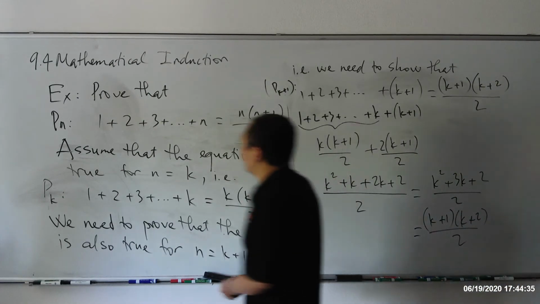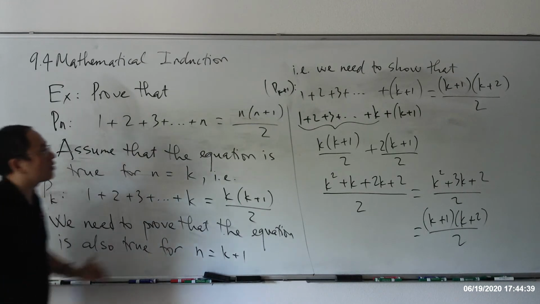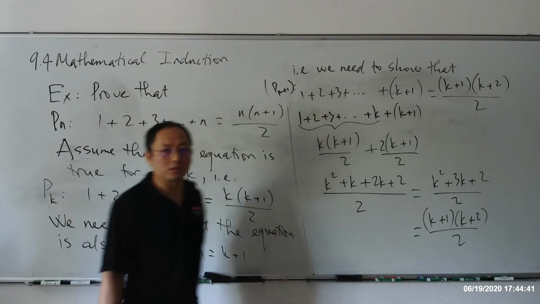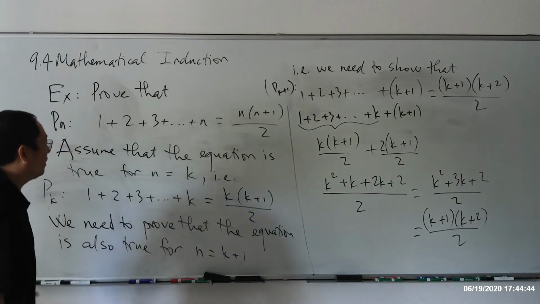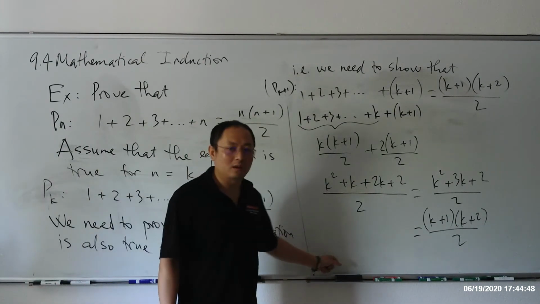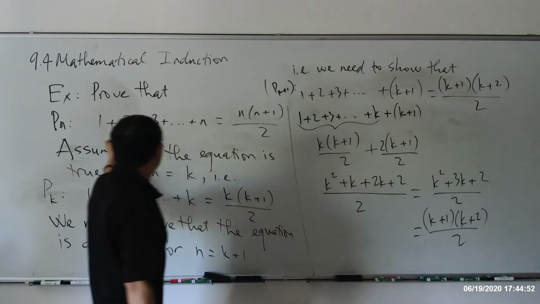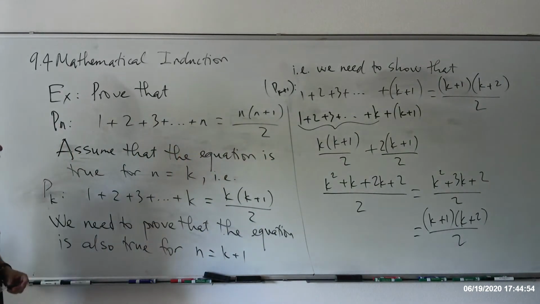And the whole picture is saying what? P1 we check is true, and if Pk is true, then for sure Pk plus 1 is also true. All right? And with that, you can safely say, by math induction, and we're going to write a conclusion right here: okay? Therefore, by mathematical induction, the equation is going to be true for all natural numbers n.